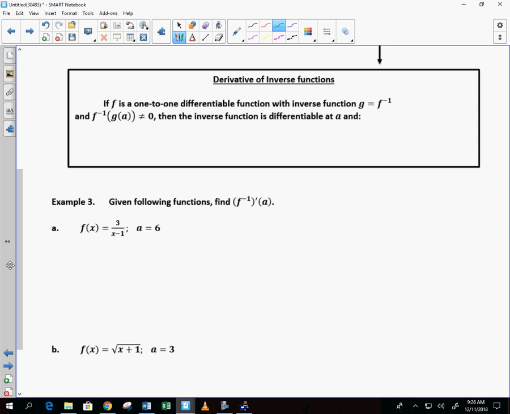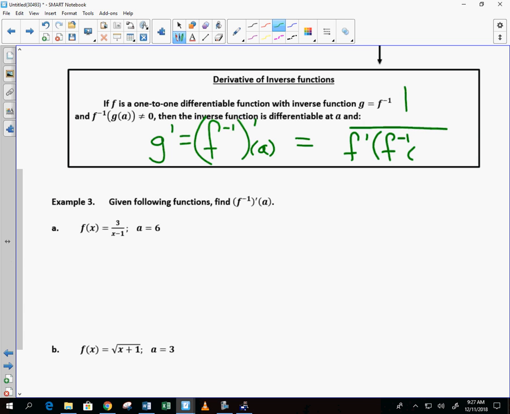Then the inverse function is differentiable at a, and g prime, which is the derivative of the inverse at point a, is equal to, here's how we determine it. We use this formula: 1 over f prime of f inverse of a. That one formula can get you an extra 1 or 2 points on the AP exam. Okay?